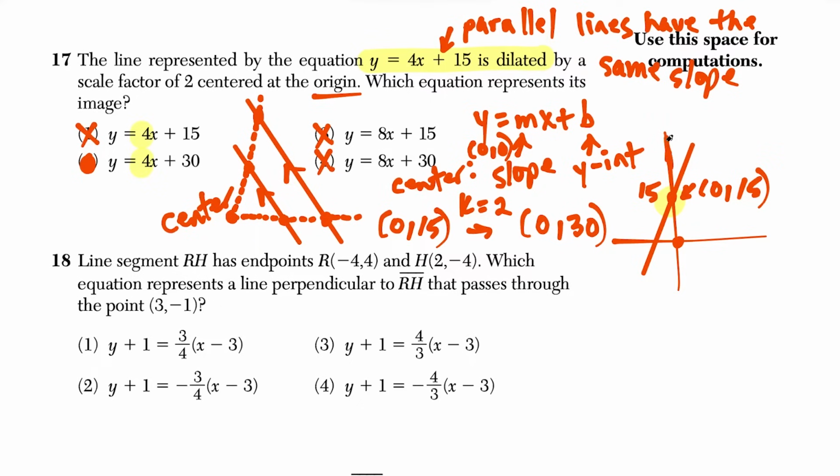So the new line is going to pass through 0, 30, and it's going to be parallel to the original line. So when we draw in a line here connecting this, we can see that the slopes are going to be the same. So we have a slope equal to 4, and we have a y-intercept equal to 30. So that's why we're getting y equals 4x plus 30.